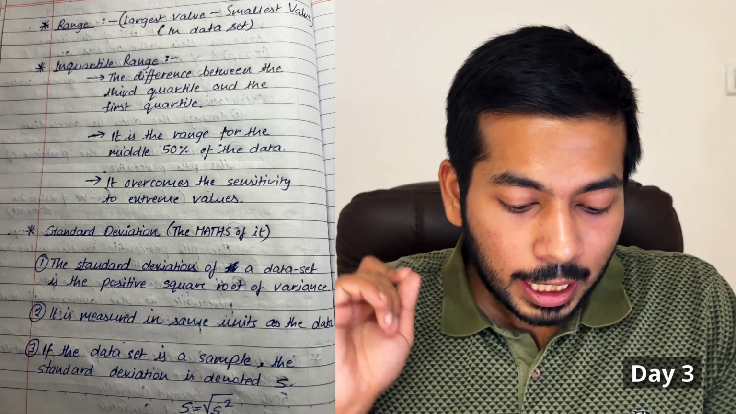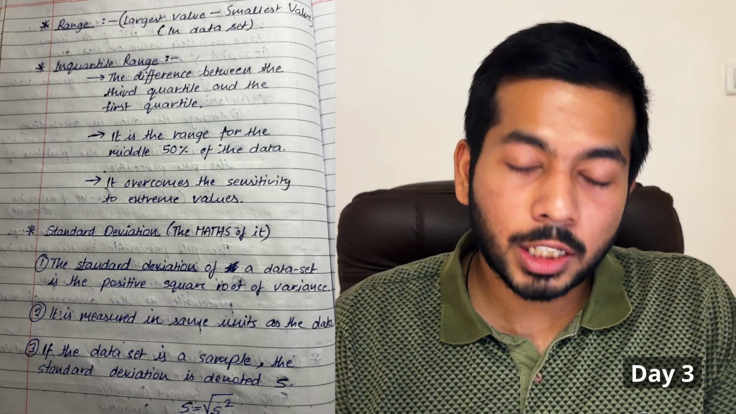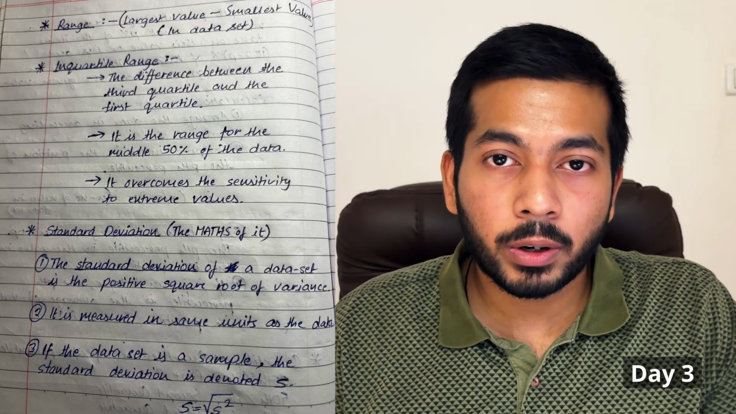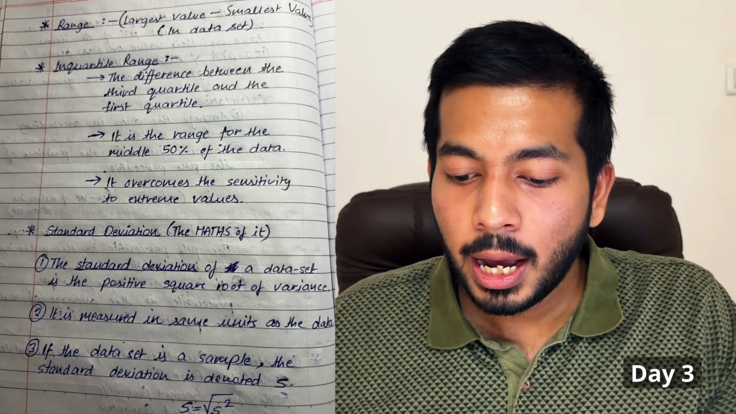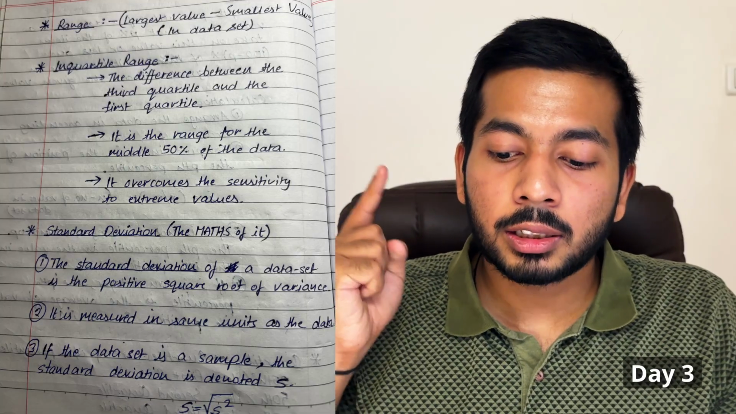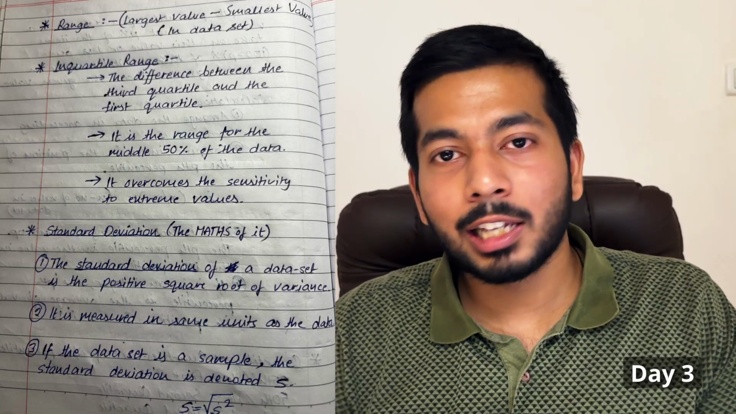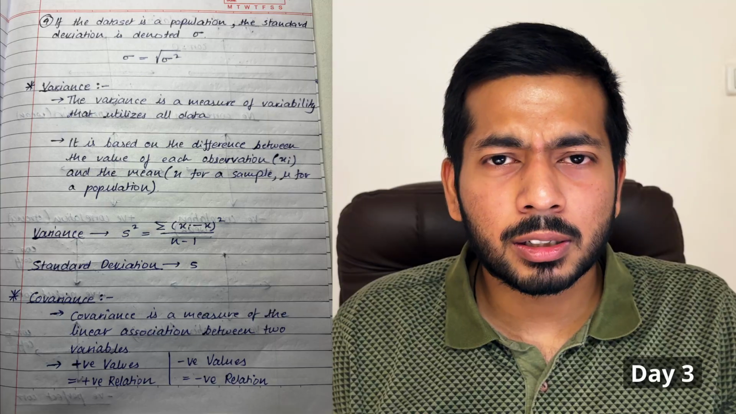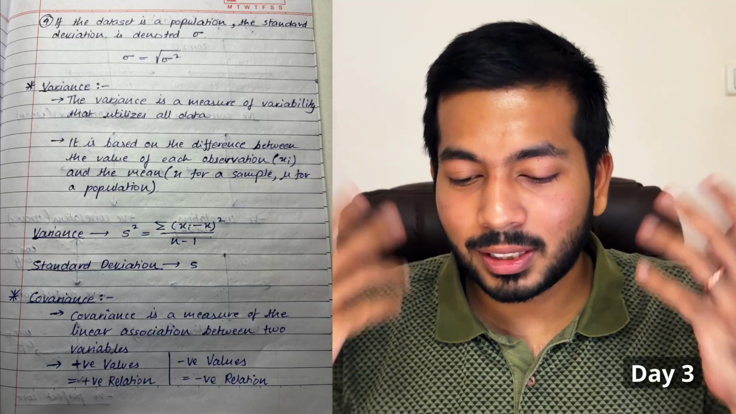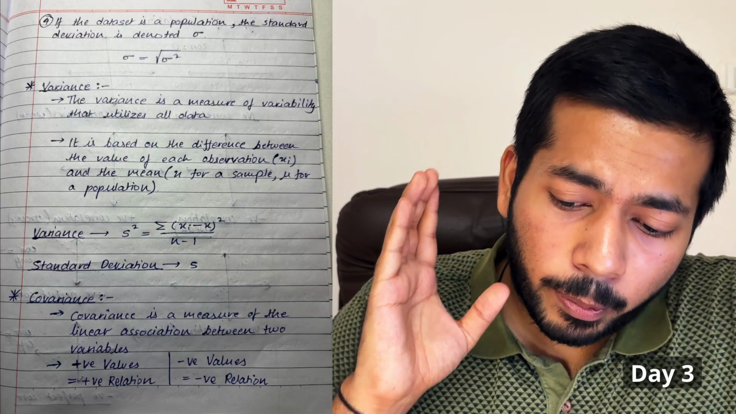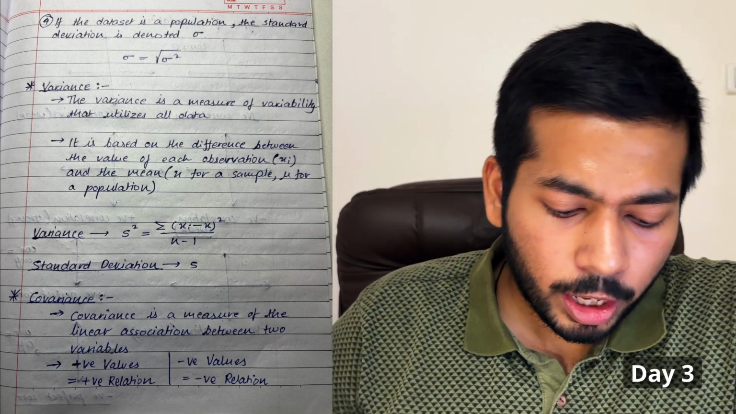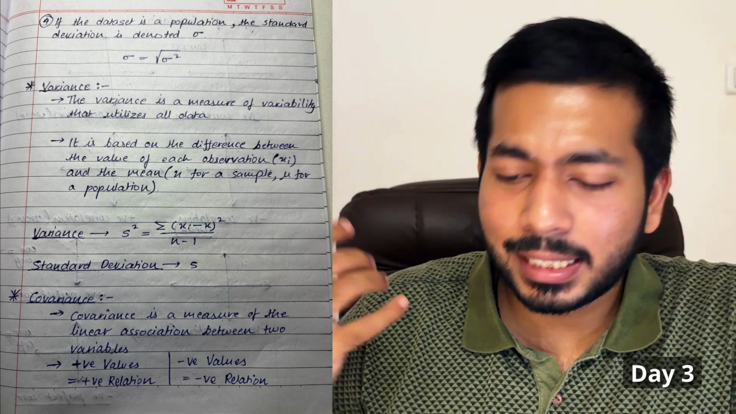The third thing is, if the data set is a sample, the standard deviation is denoted as s = √(s²), which is to say it's a positive value. And if the data set is a population, the standard deviation is denoted by sigma. Maybe we have learned this before, which is why we are saying this. Anyway, for populations we say it's sigma, and for normal data sets we say it's s.